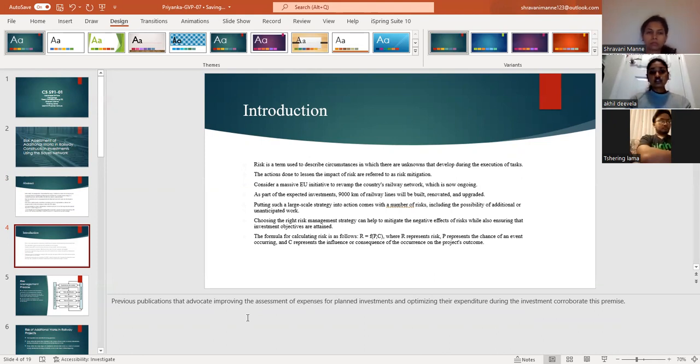Here we have to choose the right risk management strategy, which helps to mitigate the negative effects of the risk, and we also have to ensure that investment objectives are attained. The risk can be calculated using R = f(P, C), where R indicates the risk, P represents the probability, the chance of an event occurring, and C represents the influence or consequence of the occurrence on the project's outcome. Coming to the next slide.